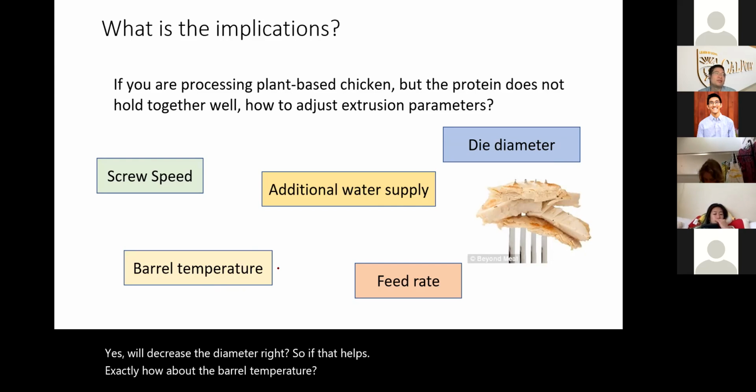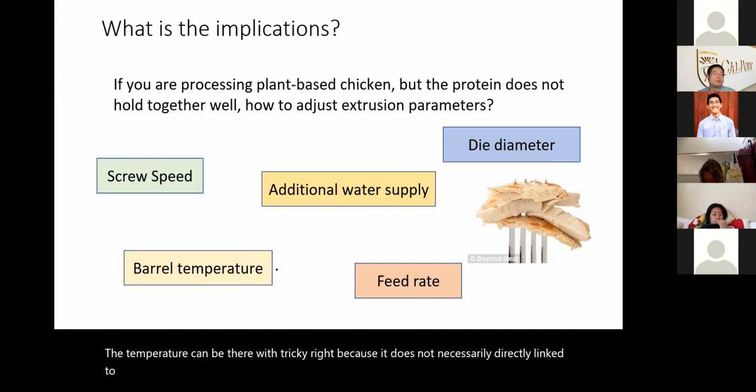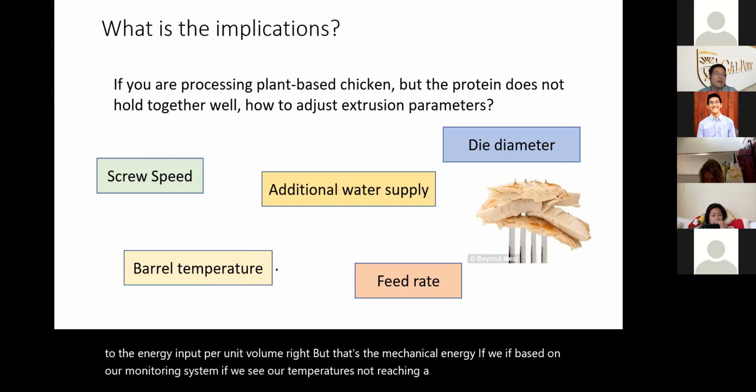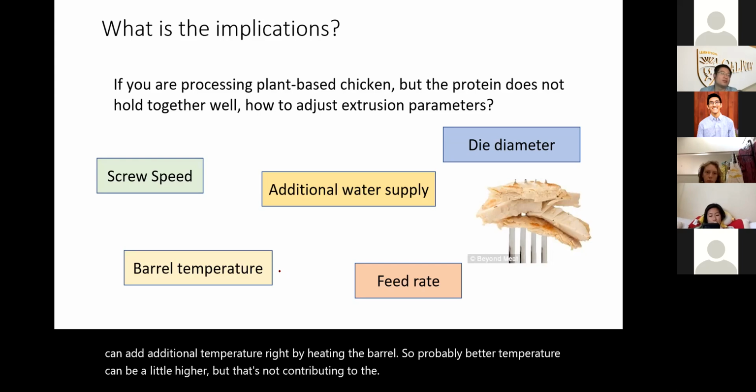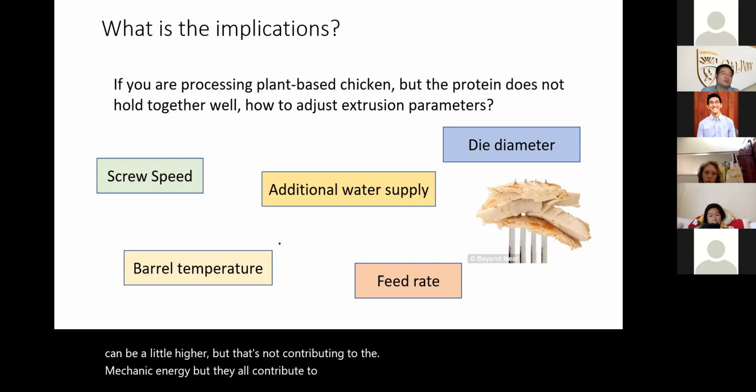Well, barrel temperature can be a little bit tricky, right? Because it does not necessarily directly link to the energy input per unit volume, but that's the mechanical energy. If based on our monitoring system we see our temperature is not reaching a certain level, probably we can add additional temperature by heating the barrel. So barrel temperature can be a little bit higher, but that's not contributing to the mechanical energy, but it will contribute to the overall energy input, okay?